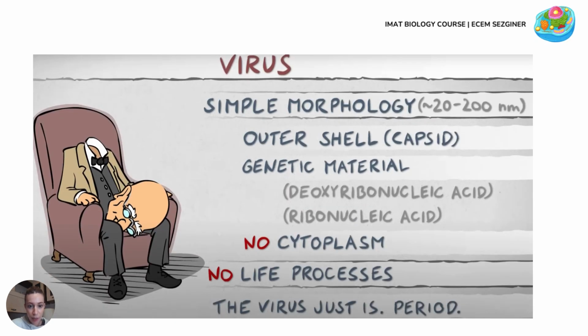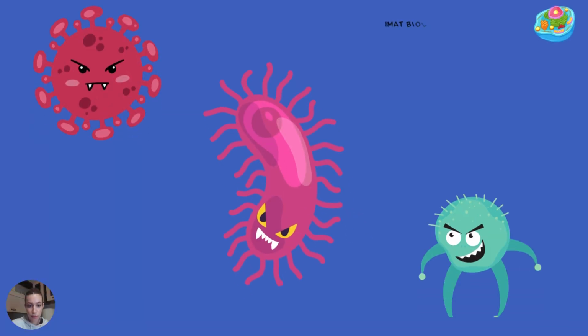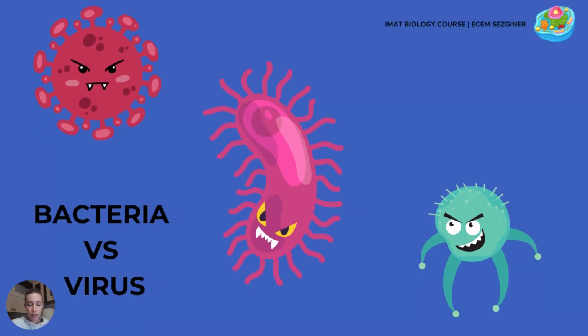And here's a recap image for virus structure. Again, this is from the same video that I just mentioned for the bacteria part. They have simple morphology, they have a capsid, they contain genetic material, they do not contain cytoplasm, they do not show any life processes. Now, finally, we are going to take a look at the table that I created to compare their properties, and we are going to finish this lecture.